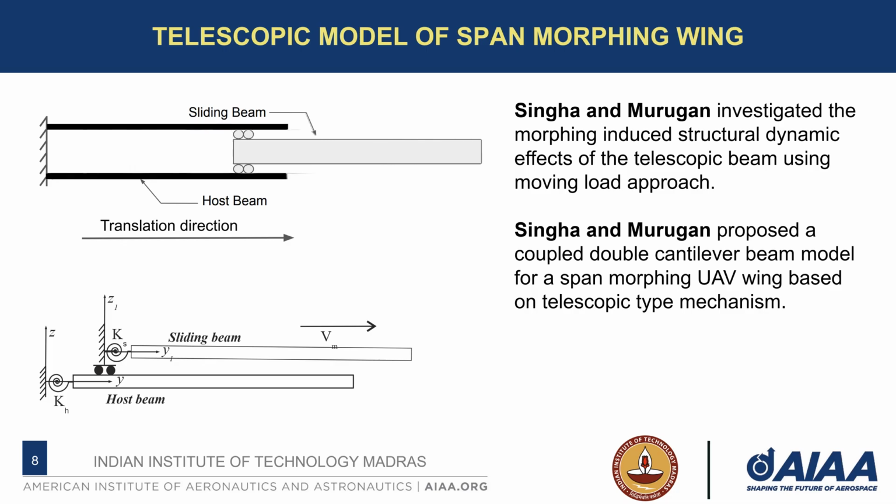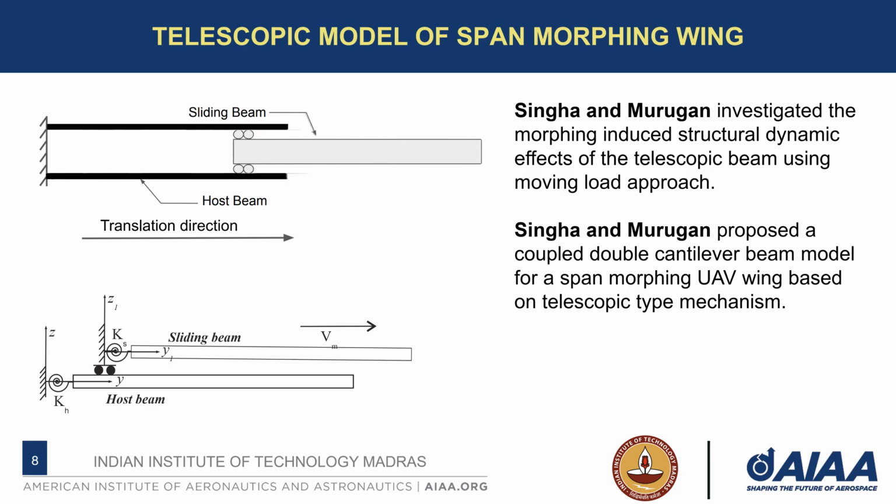In one of our recent studies, we developed a coupled double cantilever beam model for the telescopic type mechanism. The morphing-induced dynamic effect of the sliding beam, which was not considered in our previous studies, can be considered in this study. In the present study, we have incorporated aerodynamic forces also in the existing model to study the aeroelastic effects. The main objective of the study is to realize the morphing-induced dynamical effects on the aeroelastic response of a telescopic morphing wing.